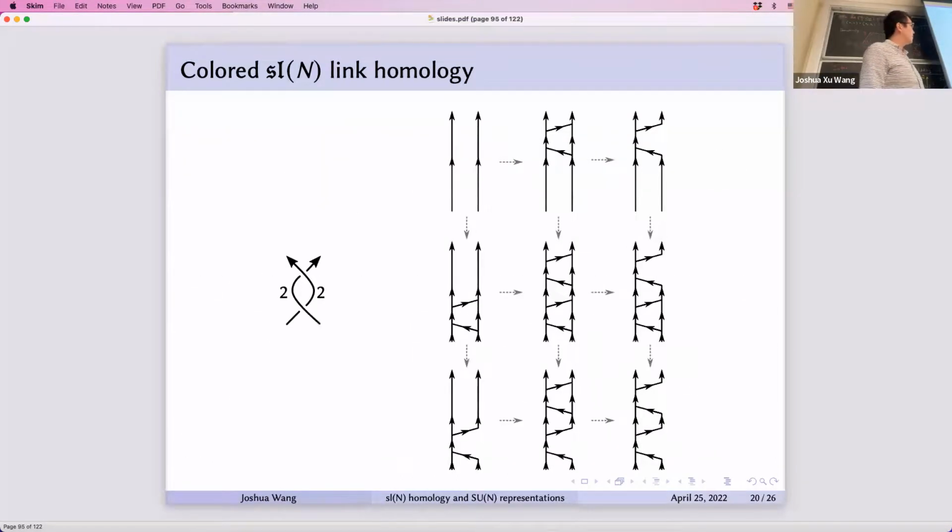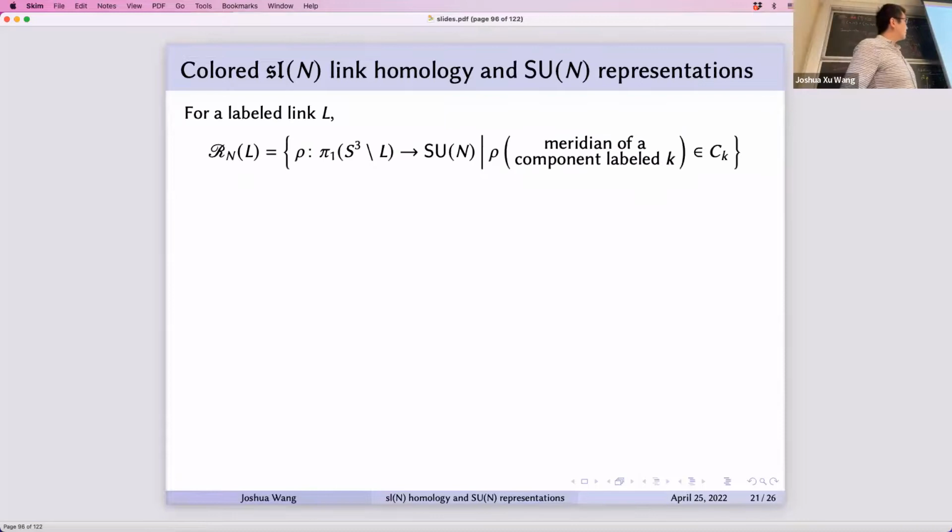Okay, and then here's an example of what happens for stacking 2 of these. The invariant becomes extremely big very fast. So we have a 3x3 grid that comes from the labels being 2. And then the size of each of the terms, like the state spaces, how big it is, that grows with that. Okay, so that's colored SLN homology.